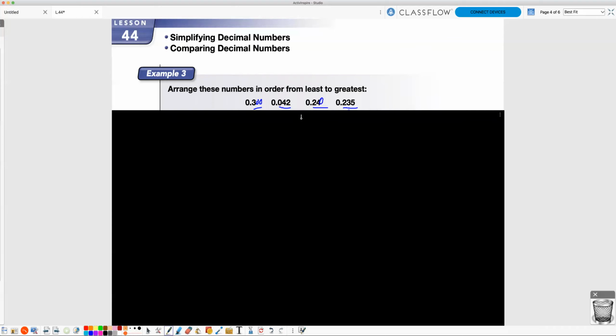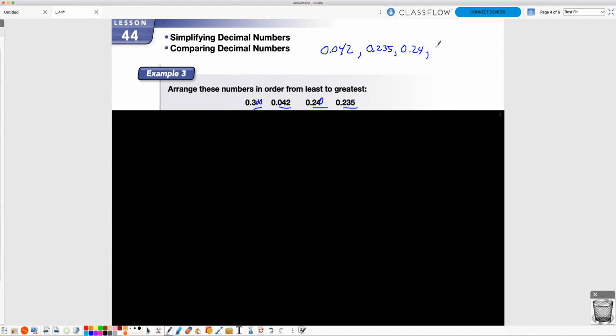So now that they're written out in this manner where you have the same place value, the thousandths place, you can see clearly that 42 thousandths would be the smallest. Sorry, I said 42 hundredths, that was 42 thousandths. Then it's 235 thousandths, and then I have 240 thousandths, which is the same as 24 hundredths.